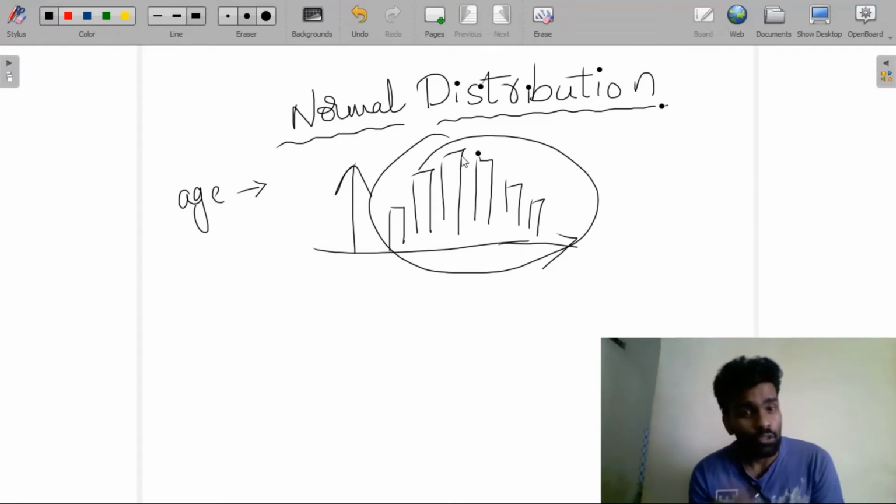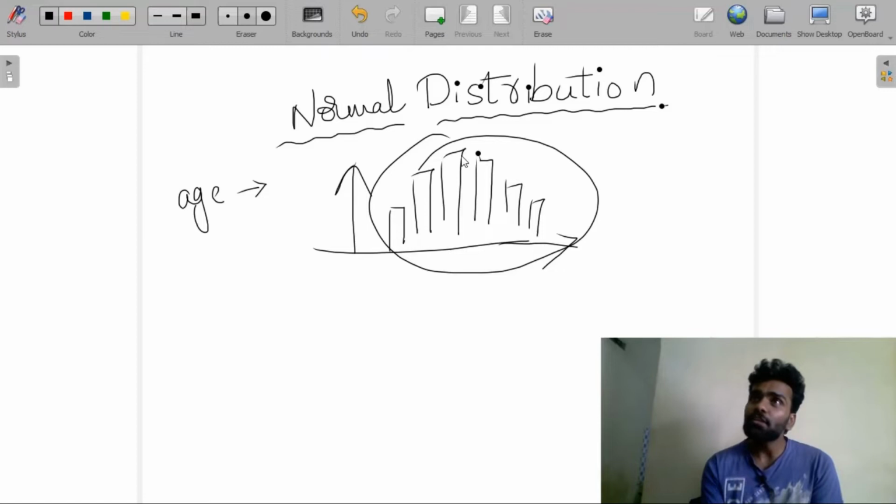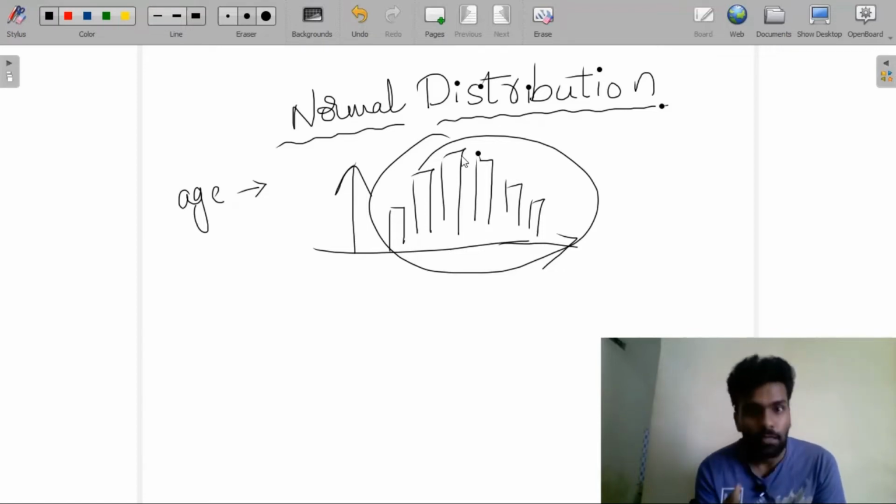Now, what is normal distribution? Normal distribution in the sense, the distribution which you are plotting is normal, right? So what exactly is normal? Normal in the sense, it should be in the form of a bell curve. The distribution should be in the form of a bell curve, right? So this is the distribution.